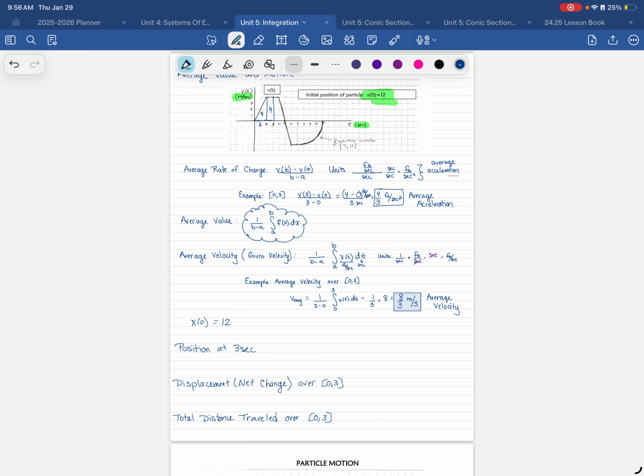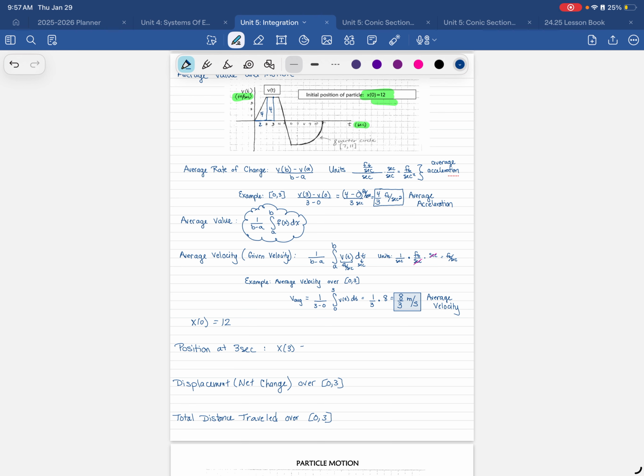All right, so position at 3 seconds. In order to figure out the position, we need to know how far we've already traveled because we need to know where we're starting from. And then what our integral is giving us is whatever that displacement is after that point, right? So we're going to say, okay, I'm starting at 12. So it's going to be x of 0 plus, actually, let's write it like this.